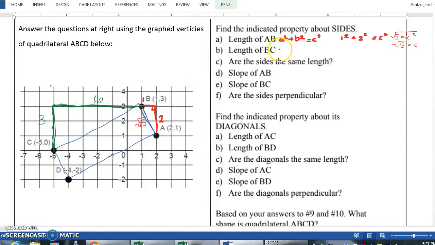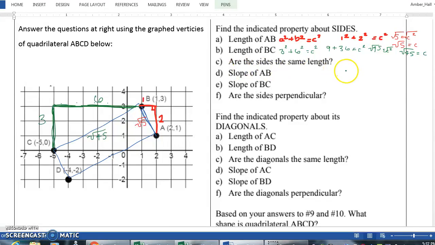So now I can do a squared plus b squared equals c squared. A squared is going to be 3 squared plus 6 squared equals c squared. 3 squared is 9 plus 6 squared, which is 36, equals c squared. 9 plus 36 is 45, equals c squared. Get rid of the square root. And the length of BC is the square root of 45. So this is the square root of 45.